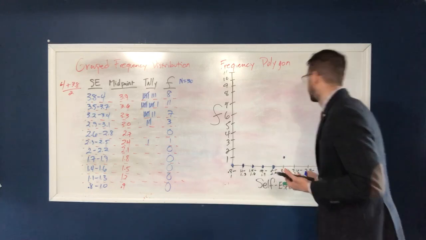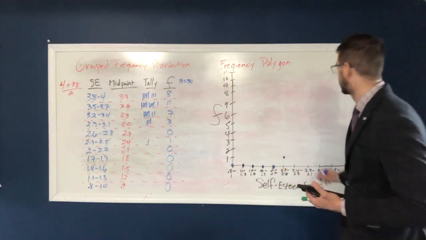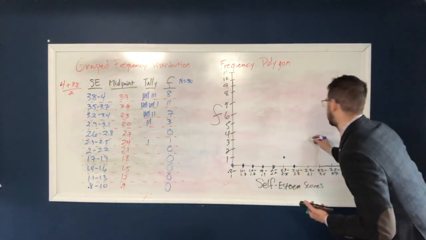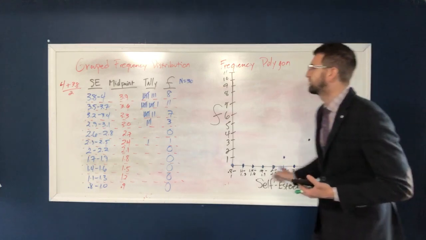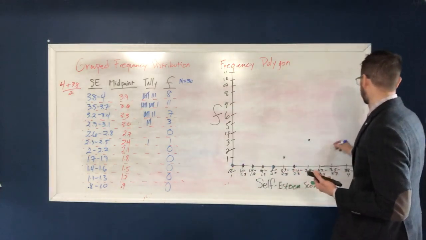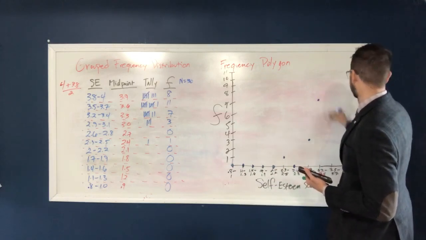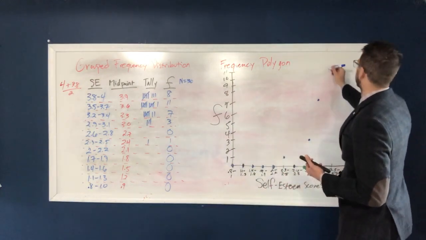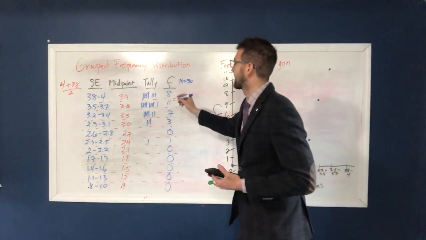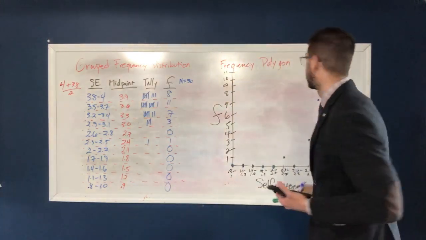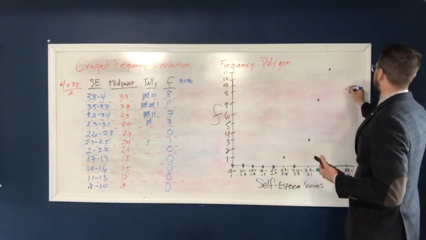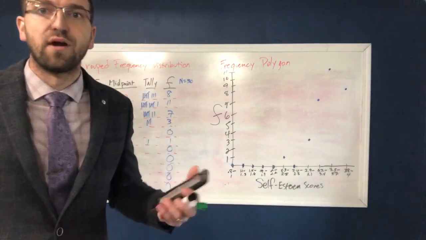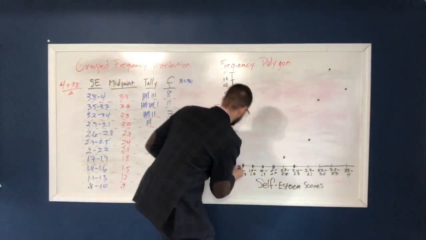And then we have 1. And then 2.6 to 2.8, we have 0. 2.9 to 3.1, we have 3. 3.2 to 3.4, we have 7. 3.5 to 3.7, we have 11. Okay, and then 3.8 to 4, we have 8. Okay, cool. So we have some dots. Now we could just go ahead and connect the dots. So go ahead and connect the dots.